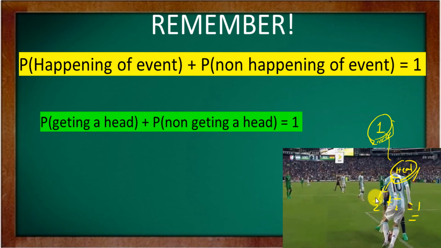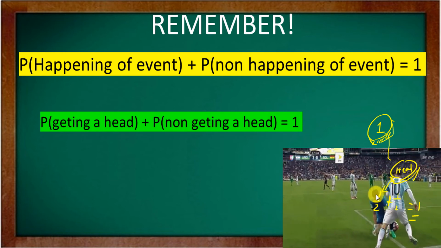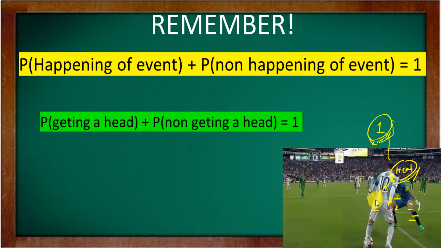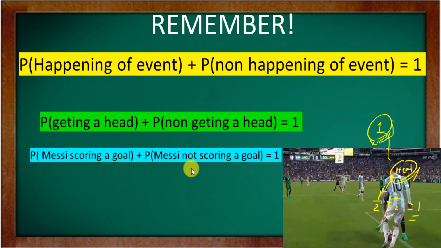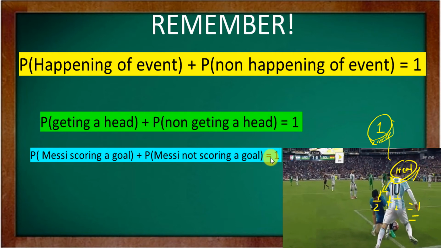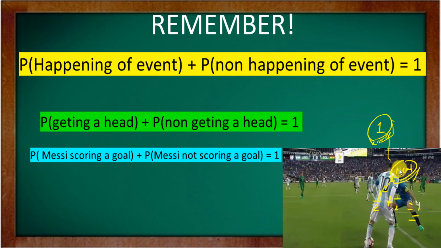Let us take an example of Messi. What is the probability of Messi scoring a goal plus the probability of Messi not scoring a goal? Again it will be 1. Alright, so it is just like this head and tail.